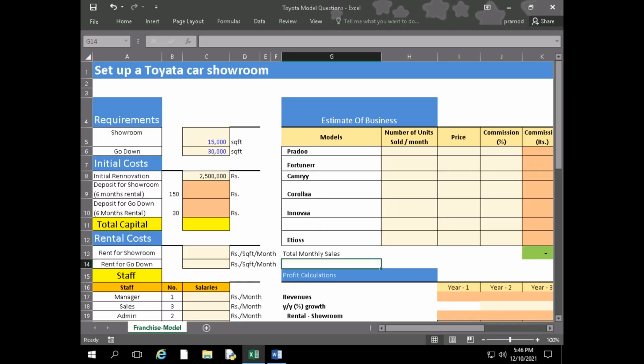Now tell me the deposit. For the showroom, 6 months rental I need to deposit. How much is the rent per square feet? It is 150 for the showroom and 30 for the godown. So 150 into the square feet amount, 15,000. And for the godown it is 30 per square feet into 30,000, for 6 months. If I give 150 into 15,000, I'll get 22 lakh 50,000, and 2 lakh for the godown.